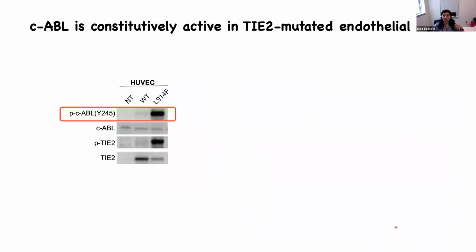So we wanted to know if c-ABL was constitutively active in the type 2 mutated endothelial cells. And in fact, as you see here, we have HUVEC with non-targeted vector, wild type 2 or mutant type 2, and phospho-c-ABL is exclusively phosphorylated in the mutant cells. And as you can see, for control, there is phospho-type 2.